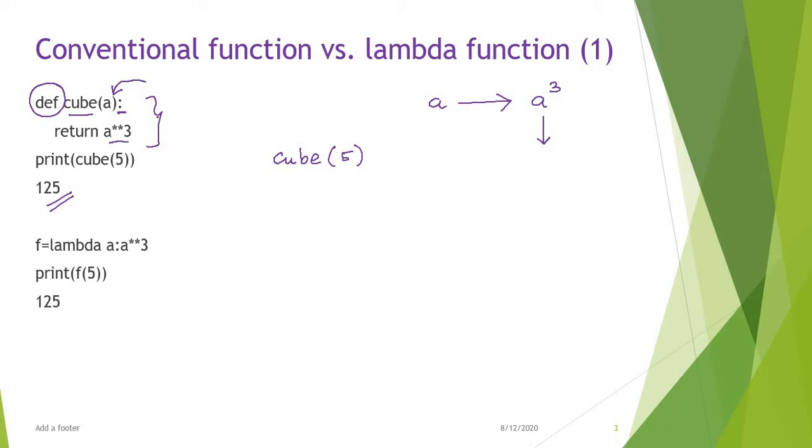instead of using the conventional user defined function, I can go for the lambda function. So as I said earlier, I'm just using lambda. The argument is a, colon, and the expression is a cube. This is assigned to f. So if you print f of some number, say for example I will use the same number 5, it will return 125. Let us verify this through Python.